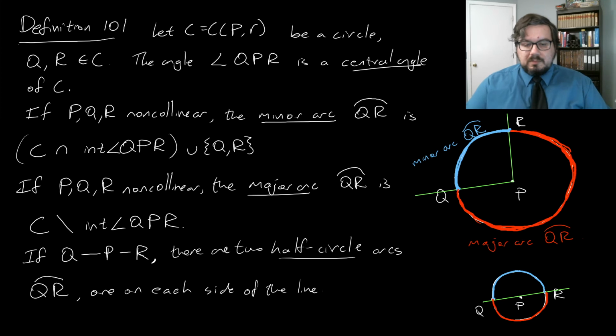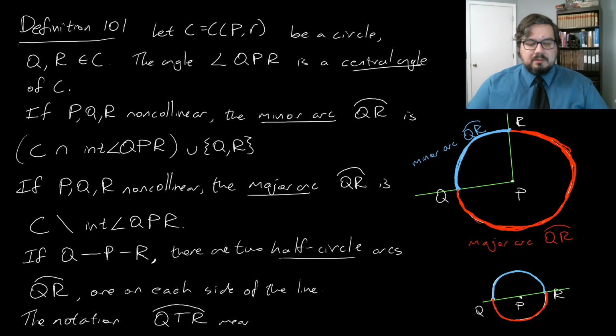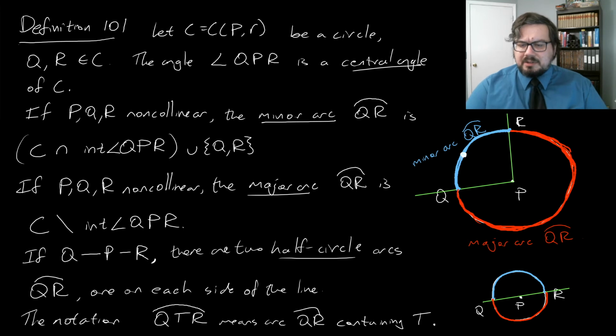Now, a few more things. In order to remove ambiguity, one of the things that we'll do is get another point in the notation which tells you something in the arc. So the notation QTR with an arc means the arc QR containing T.